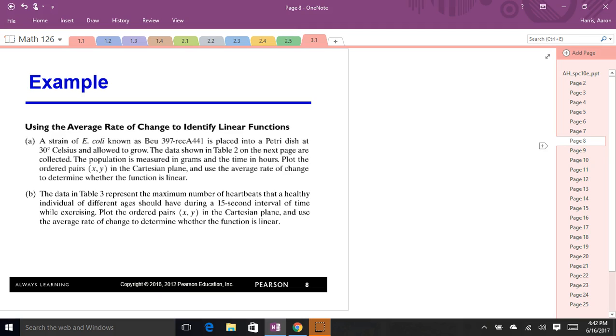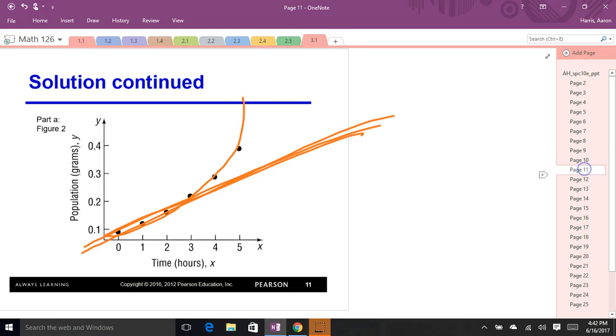All right, so here's your second scenario. Let's read it here. The data in Table 3 represents the maximum number of heartbeats that a healthy individual of different ages should have during a 15-second interval of time while exercising. And we're going to determine whether this is linear.